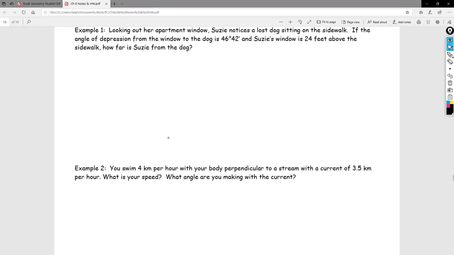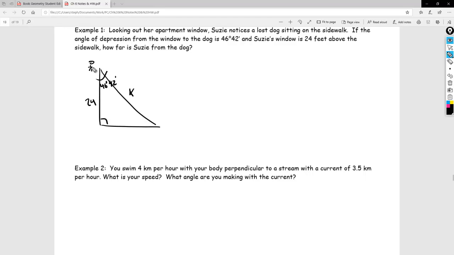Alright, so first example, we have little Susie. She sees a dog sitting on the sidewalk, and the angle of depression, get it? Because it's lost. Okay, the angle of depression from the window to the dog is 46 degrees 42 minutes, and Susie's window is 24 feet above the sidewalk. So we're going to assume that this is a right triangle. Her window is 24 feet up, and this angle right here is 46 degrees and 42 minutes. And we want to know how far Susie is from the dog.